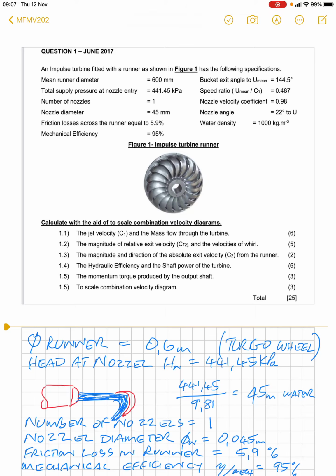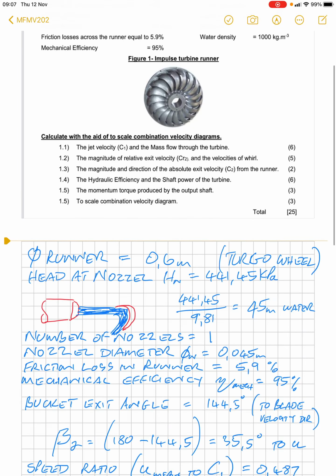The other type of impulse turbine is called a Pelton wheel turbine, and with that design we have the water exiting the blades on both sides, but we'll do another one of those problems later. Alright, I've written down all the information that is given to us.